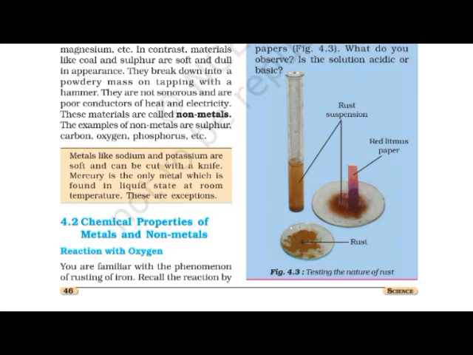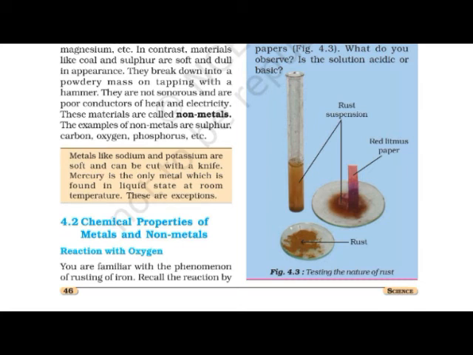The examples of non-metals are sulfur, carbon, oxygen, phosphorus, etc. Let me repeat this: sulfur, carbon, oxygen, phosphorus, etc. So, these are the examples of non-metals.